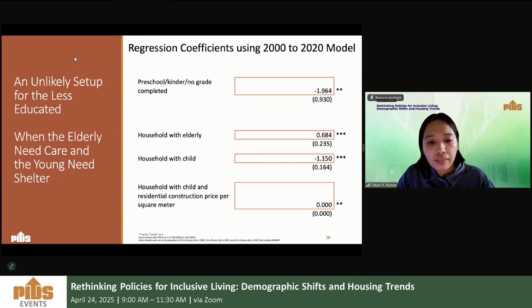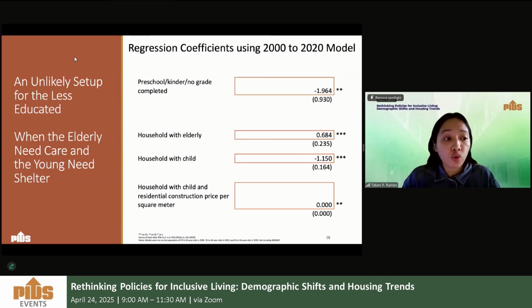But if we look at the next estimate, we also see that a higher proportion of those individuals living in a household with child decreases the proportion of those in extended and multifamily households. So these individuals actually prefer to be in a nuclear household type to form their own households instead of joining or building an extended and multifamily household.